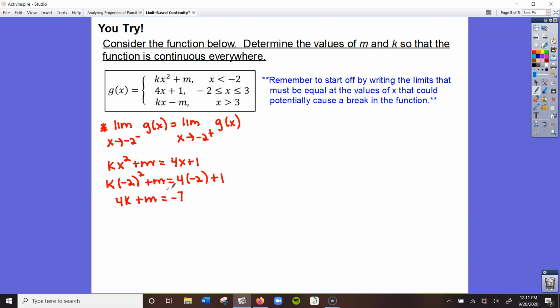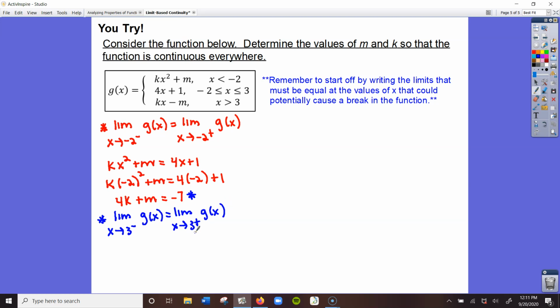So now that I'm done with that one, remember that this is an equation you're going to have to come back to. So if you need to, you can always put a little star by it, so that way you know that this is your equation. Now we're going to look at the second limit statement, and we're going to use it for when x is 3. So the limit as x is approaching 3 from the left of g of x has to equal the limit as x is approaching 3 from the right of g of x.